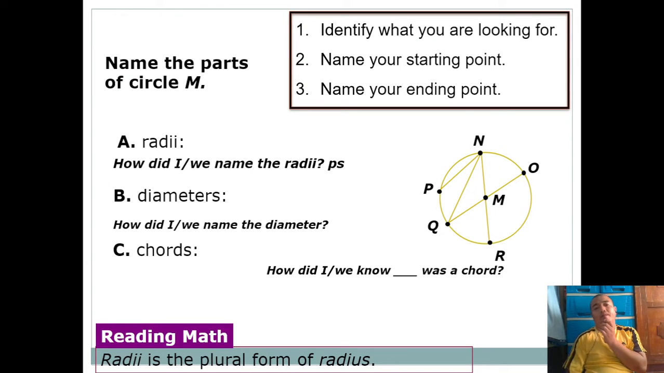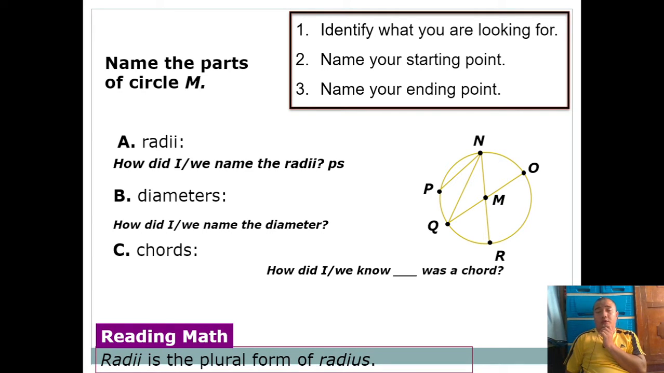Number 1, identify what you're looking for. Number 2, name your starting point. Number 3, name your ending point. Okay, name the parts of circle M in the figure. We have here circle M, named by means of its center, point M. Can you give me the radii? Radii is the plural form of radius. So radius is singular, radii is plural.